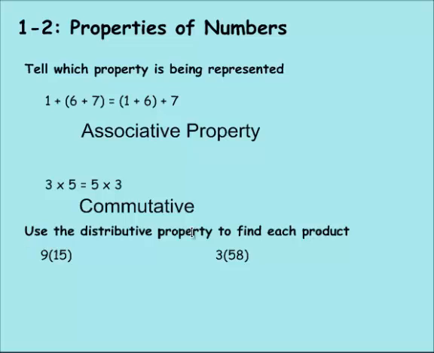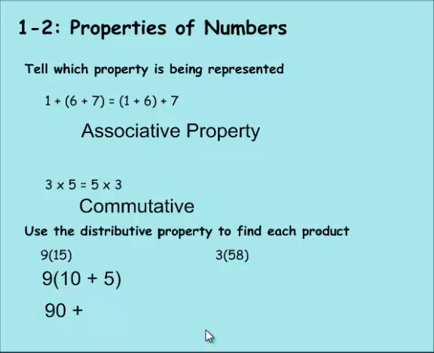Let's go to the distributive property here now. Use the distributive property to find each product. So you might be able to do 9 times 15 in your head, but it wants you to practice distributive property. So I'm going to do 9 times 10 plus 5. And this is going to make it pretty easy for me. I know what 9 times 10 is. That's going to be 90.